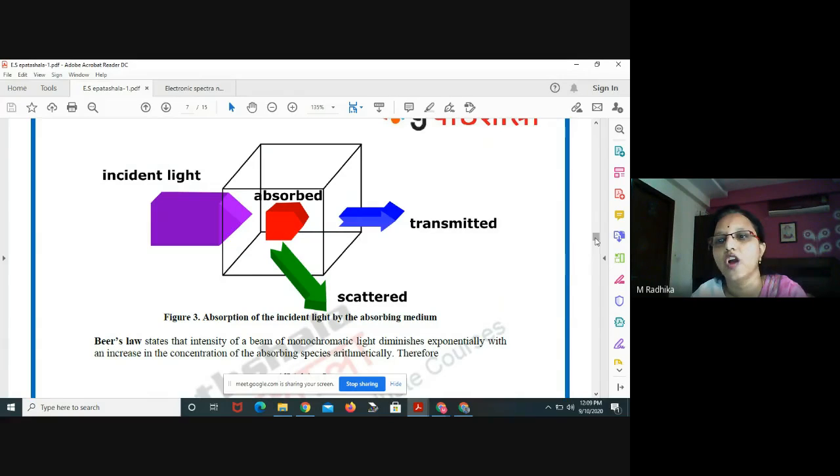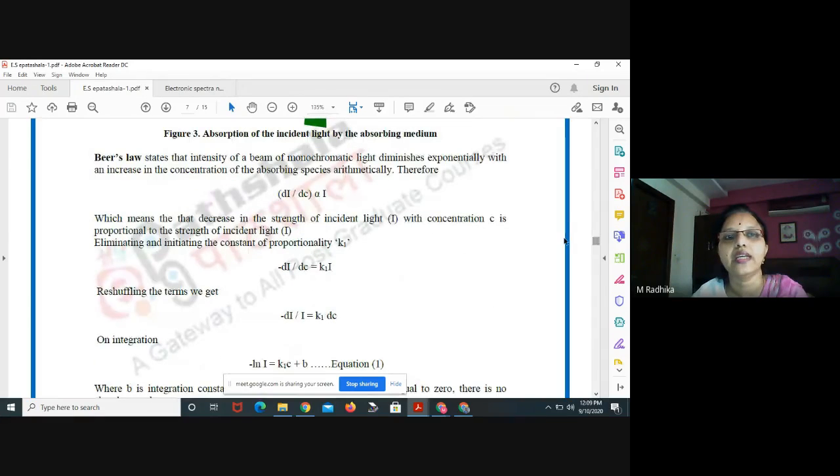So these laws tell that, when you see Beer's law, whenever you are passing a monochromatic light, meaning light with a single wavelength, the transmitted light will be inversely related to the concentration. That is, if the concentration is increasing, the intensity of the transmitted light will be less. Okay. So it depends upon the concentration of the absorbing species.